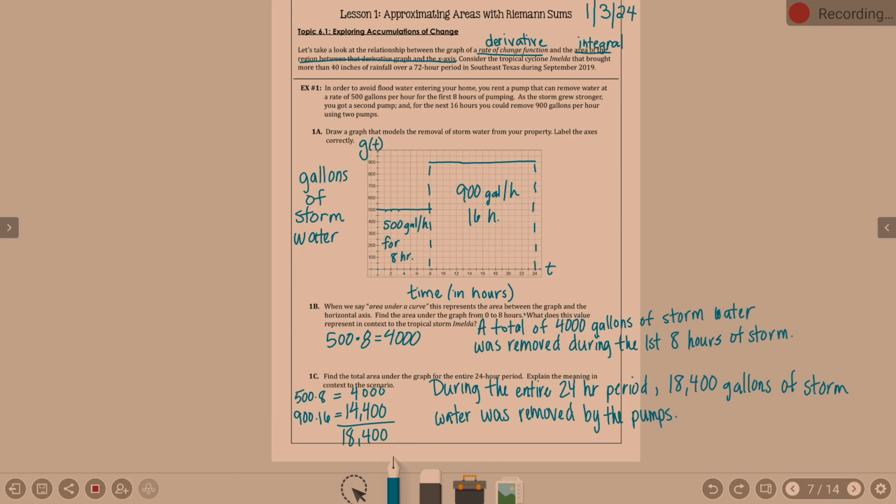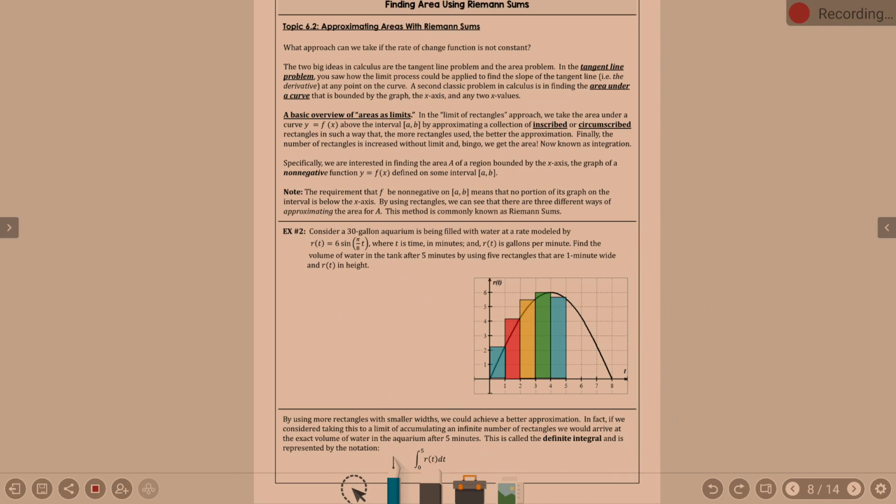Right there, we're starting to talk about area under a curve. That's going to be the theme this semester. Slope of the tangent line was the theme first semester. Area under the curve is the theme this semester. Okay. Not on this page.